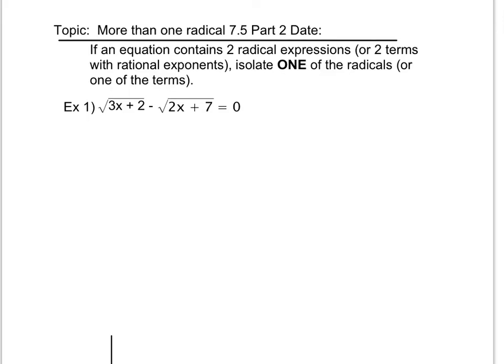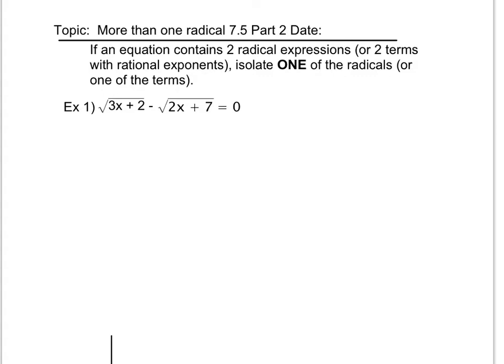Now that you know how to solve a radical equation with one radical, we're going to look at what if you have more than one radical. Specifically, what if you have two radicals. If you have an equation that contains two radicals, remember that a radical is the same thing as a rational exponent. So 1/2 is the same thing as square root, 1/3 is the same thing as cube root. So it can be written in either form.